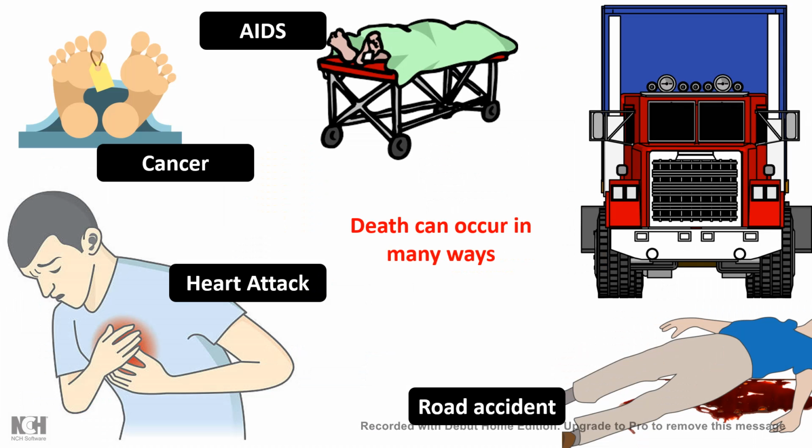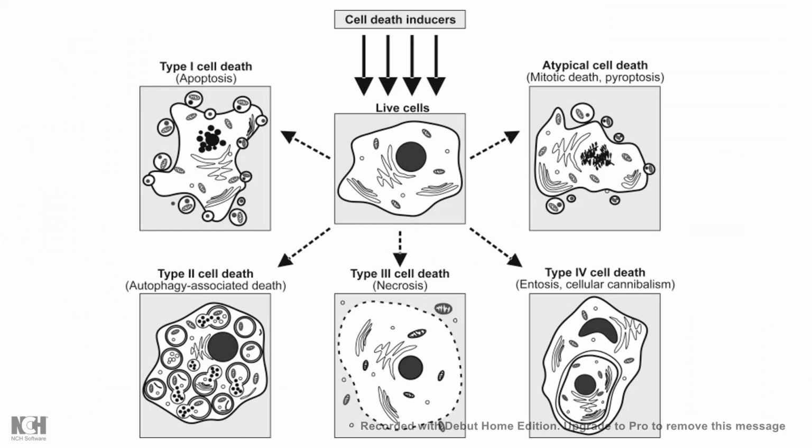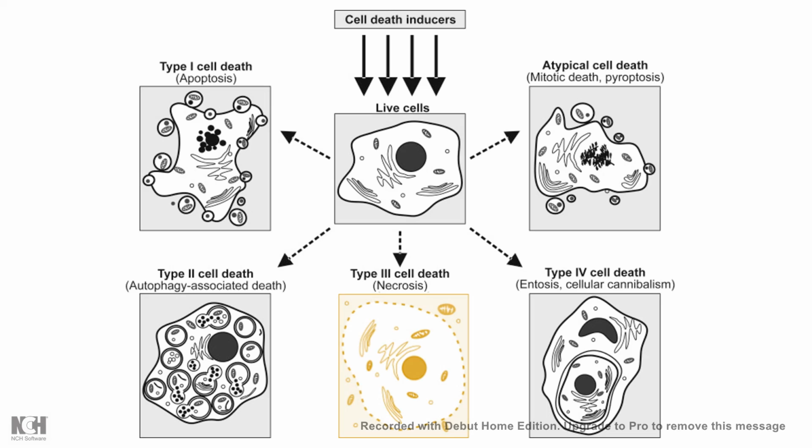Death can occur in many ways. Like people die out of cancer, AIDS, heart attack or a road accident. Similarly, in cell biology, the death of the cell can occur in several ways, and there are several types of cell death. In this particular video, we would focus on one of the cell death types, which is called type 3 cell death or necrosis.